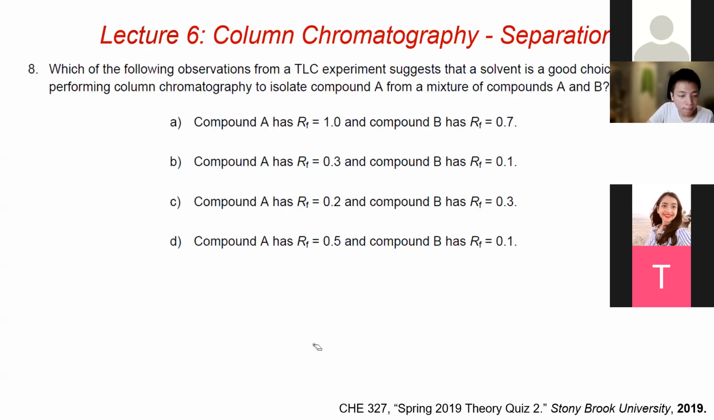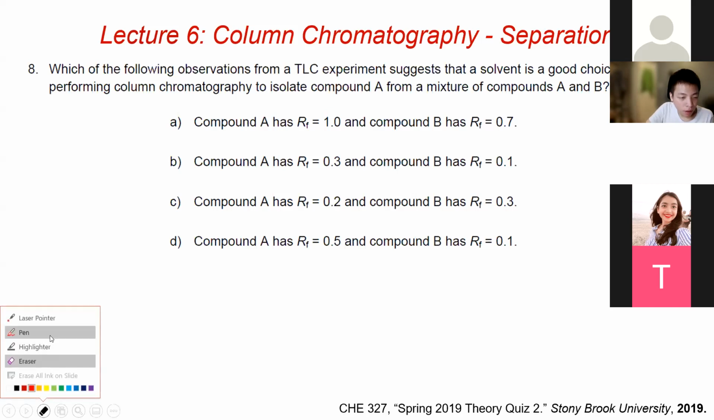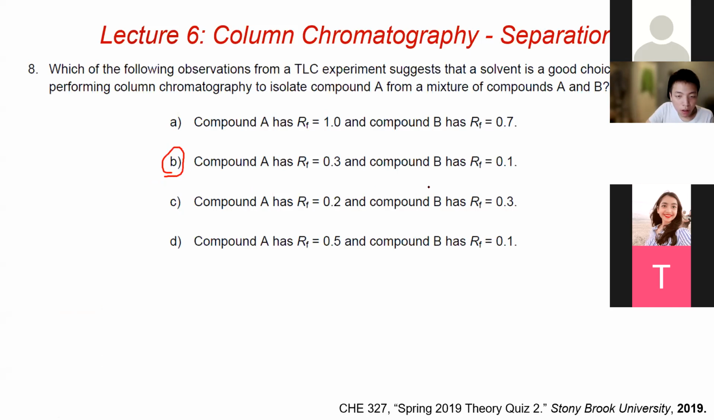Yes, Nina. Yep. It's B. And maybe annotate. It is B, because we have a change in RF of 0.2. This one is too large, it's 0.6. This one's 0.1, too small. And 0.4 is too big.